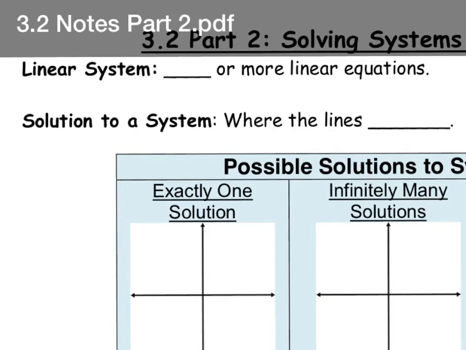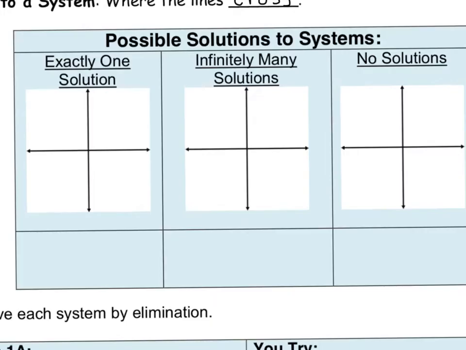I hope you remember what a linear system is by now. It is two or more linear equations, and the solution, what you are trying to get for your answer, is where the lines cross. Here are the three possibilities. Your two lines could cross just one time, in which case it is called consistent and independent.